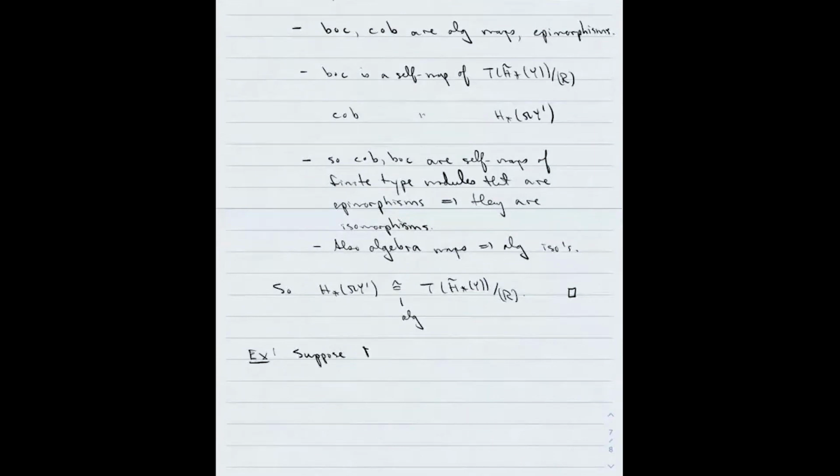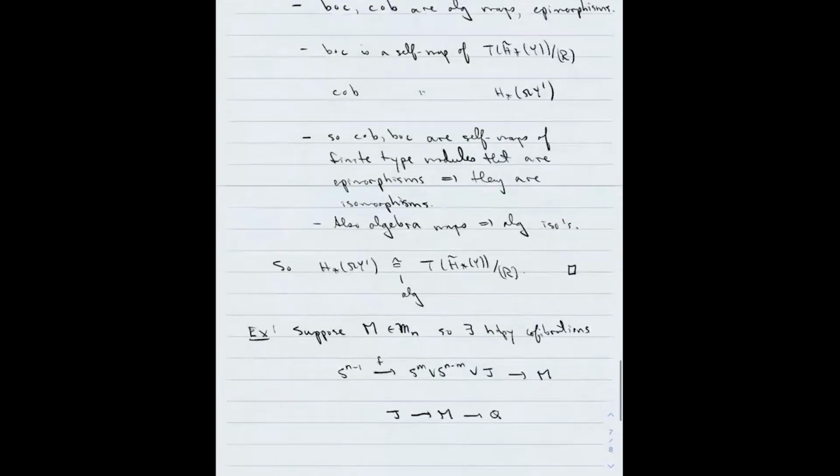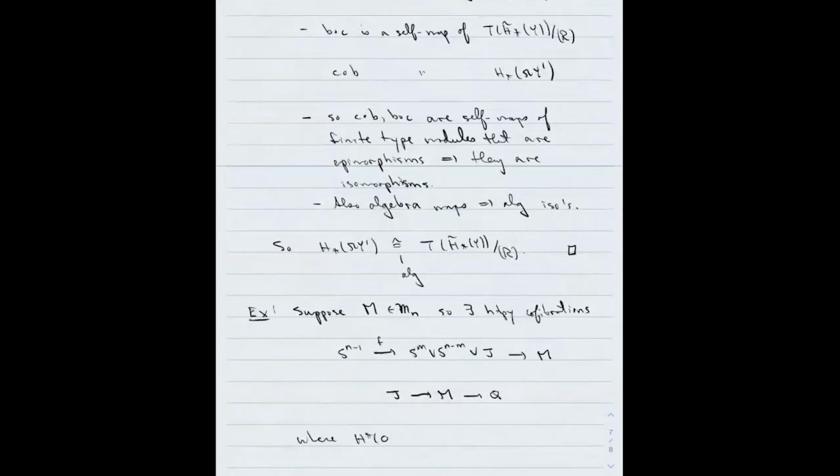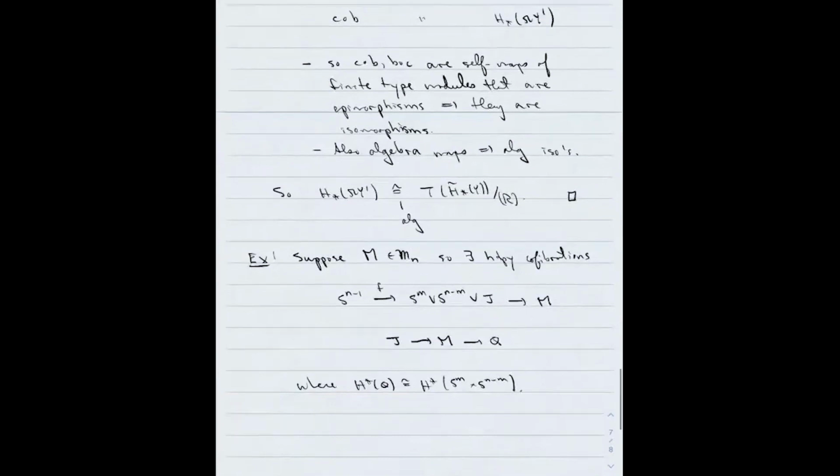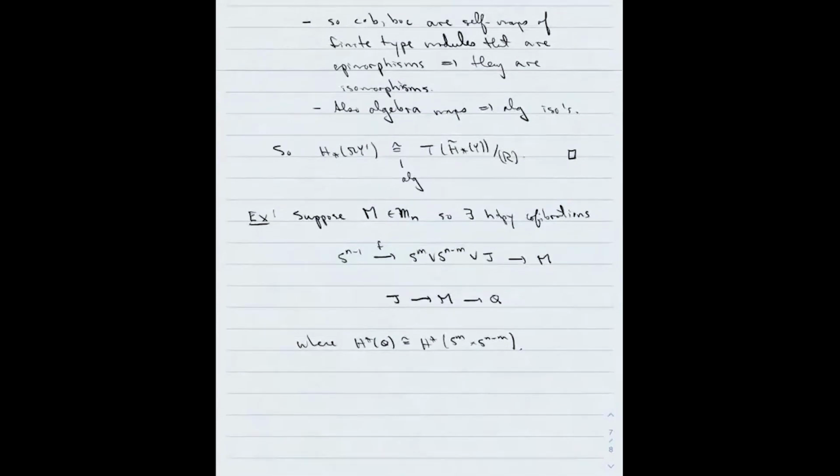So for example, suppose M is in this class Mn. So we've got homotopy cofibrations where M is an n-dimensional Poincaré duality complex. So we attach the top cell, and the n-1 skeleton looks like a wedge of two spheres, wedge some other space. And if this other space includes into M, it has cofiber Q, then the cohomology of Q looks like the cohomology of a product of two spheres. Again, M looks like it has the cohomology of a product of two spheres embedded inside it. Right.